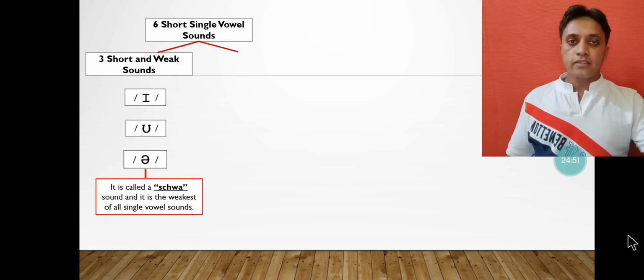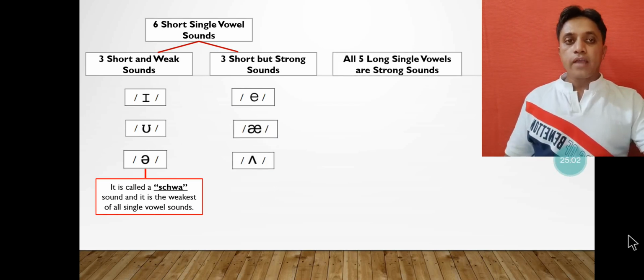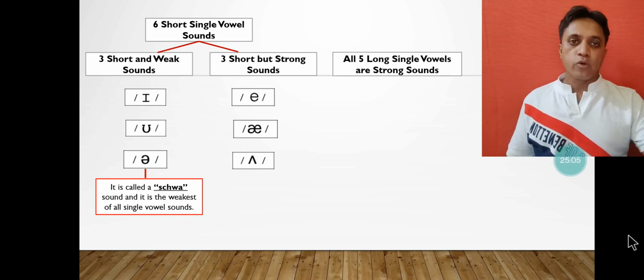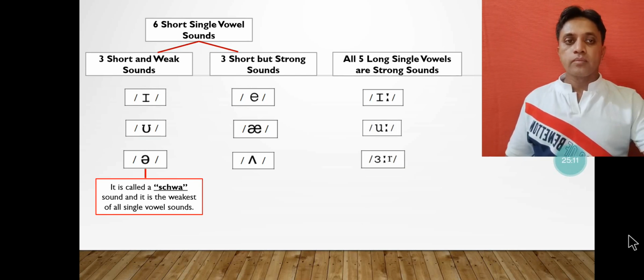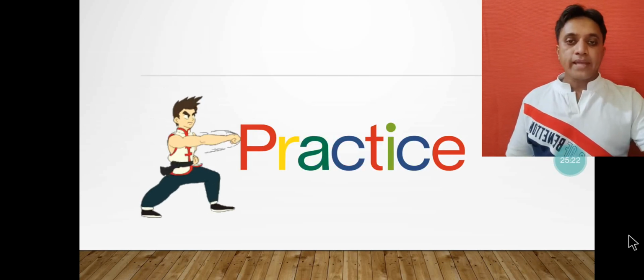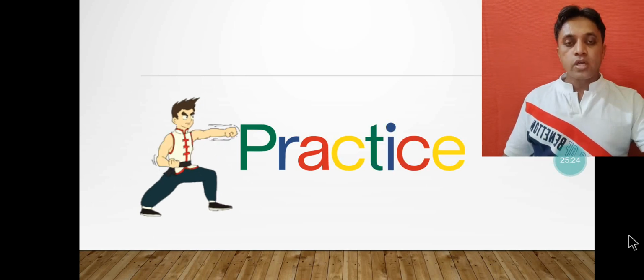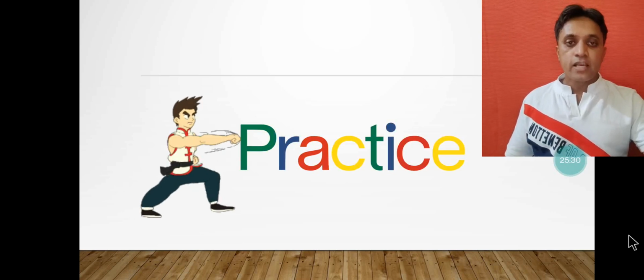And the other three short sounds, they are short but strong sounds. And all five long single vowel sounds are strong sounds. The mouth is open big and wide for the ah sound. Well, it's time to practice. Please practice all these 11 single vowel sounds regularly for a few days to make your pronunciation as strong and perfect as this martial artist.